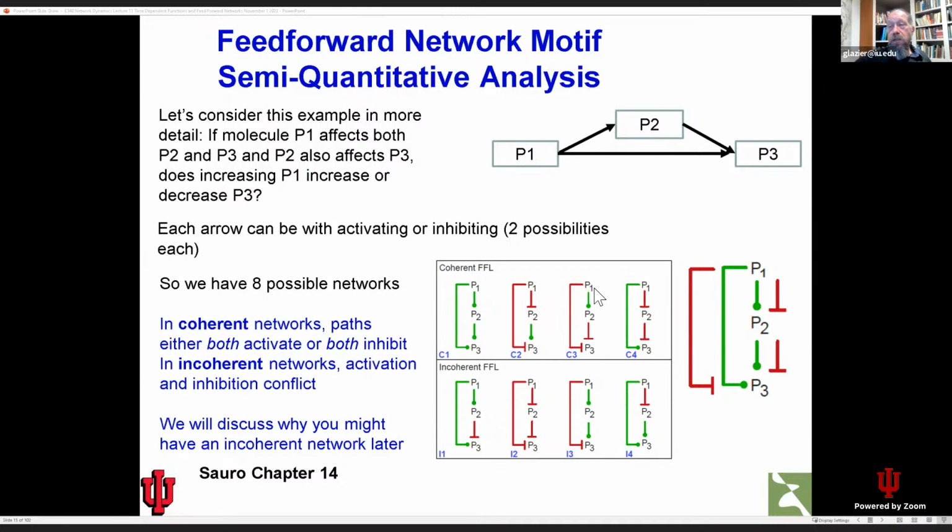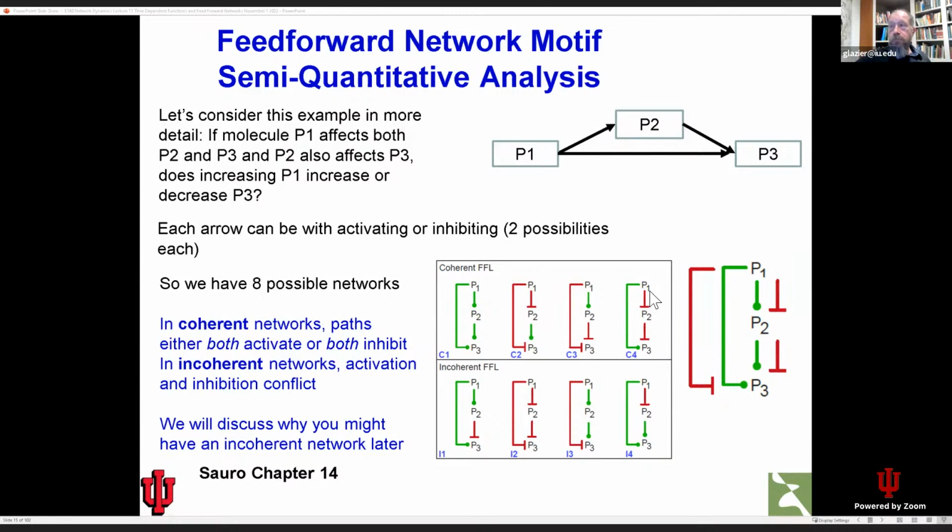Here, increasing P1 increases P2. The more P2 I have, the less P3 I have. So increasing P1 directly decreases P3, and indirectly increases P2, which decreases P3, so it decreases P3. So I'm pushing in the same direction again.